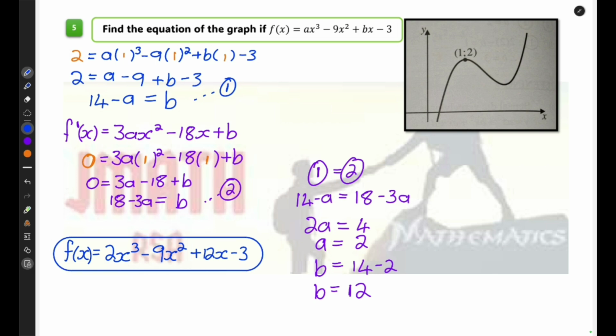Great. That is then my final answer. 2x cubed minus 9x squared plus 12x minus 3. Let's look at question 6.